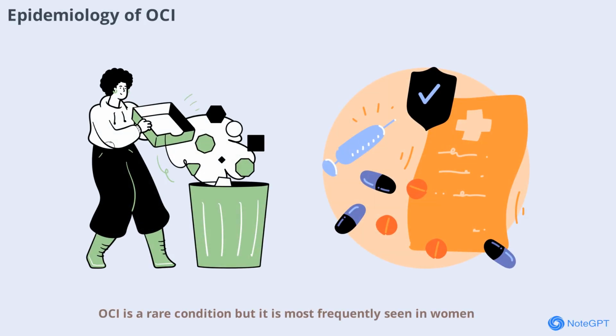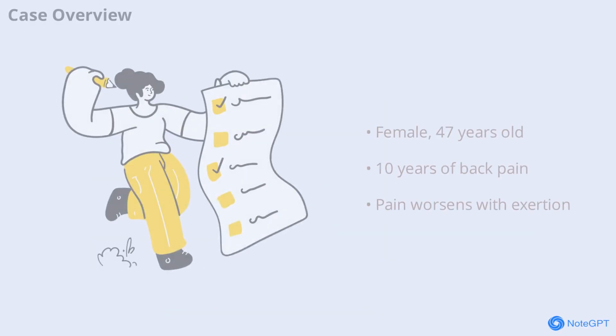OCI is a rare condition, but it is most frequently seen in women, particularly those who have recently given birth. The reason for this gender and postpartum predominance is not fully understood, but mechanical stress and hormonal changes during pregnancy are thought to play a role. Although OCI can also occur in men and women who have never been pregnant, these cases are less common. Understanding the epidemiology helps clinicians consider OCI in the differential diagnosis of chronic back pain, especially in women of reproductive age. Let's look at a real case.